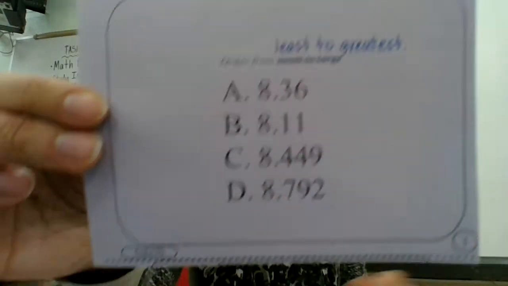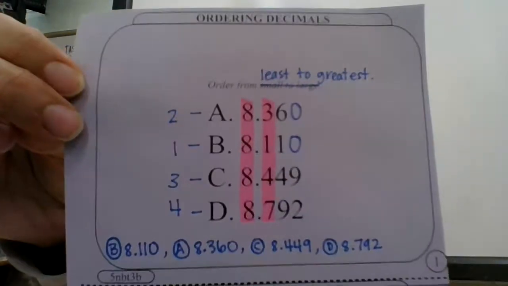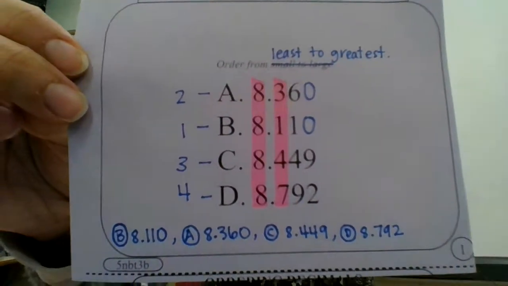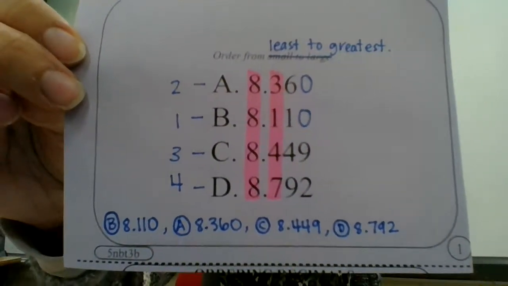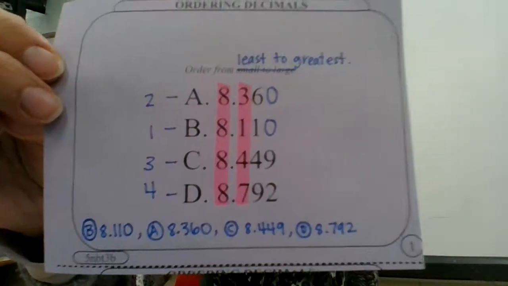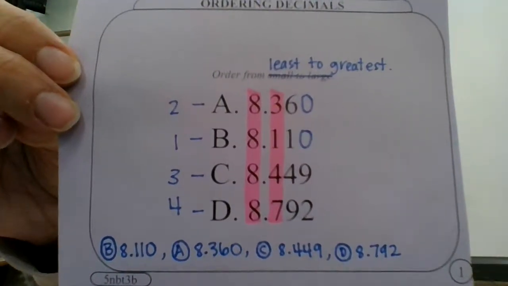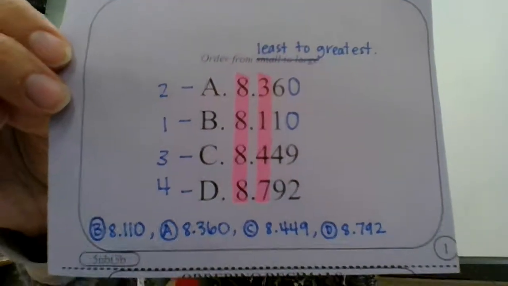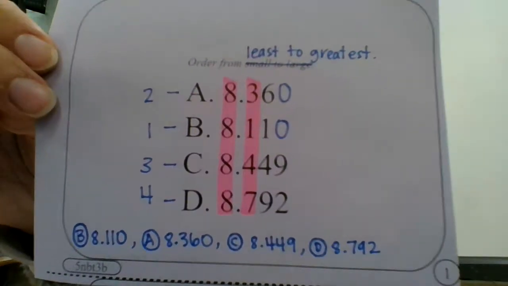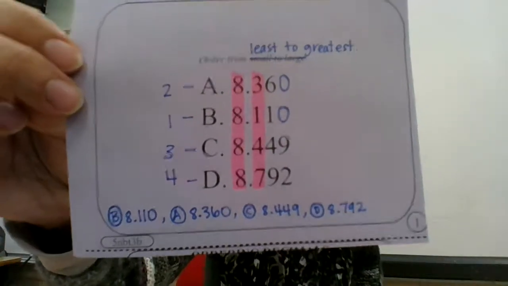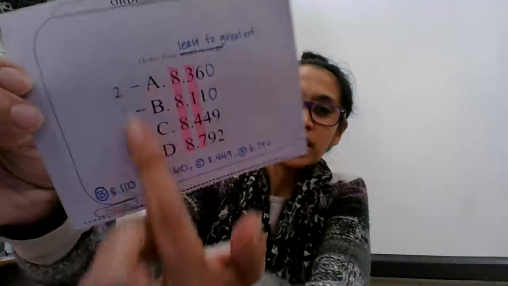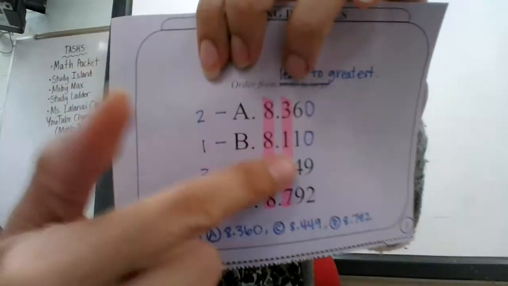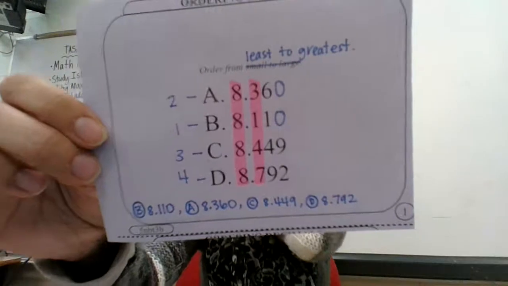All right, if you need more time, go ahead and pause the video. If not, this is the correct order. First, we have B, 8 and 1100ths, or 8 and 110 thousandths. Next, we have A, 8 and 3600ths, or 8 and 360 thousandths. Next, we have C, 8 and 449 thousandths. And last, we have D, 8 and 792 thousandths. If you notice, I highlighted the 8. Since they're all the same, then I move on to the next place, the 10th place, to compare.